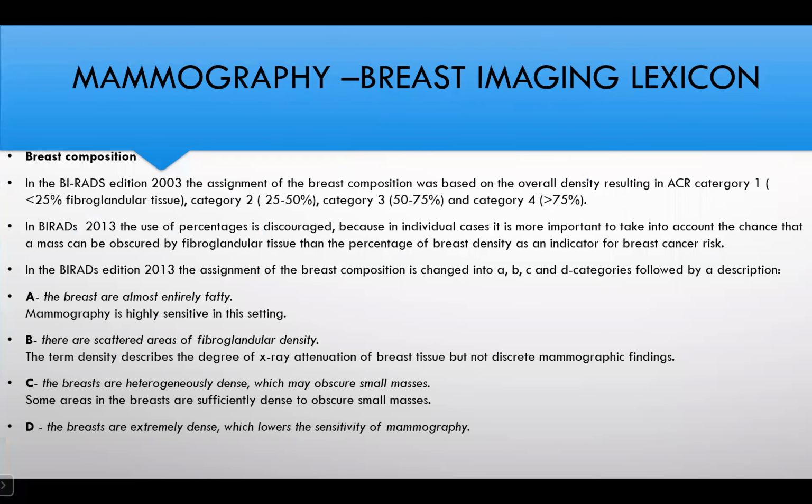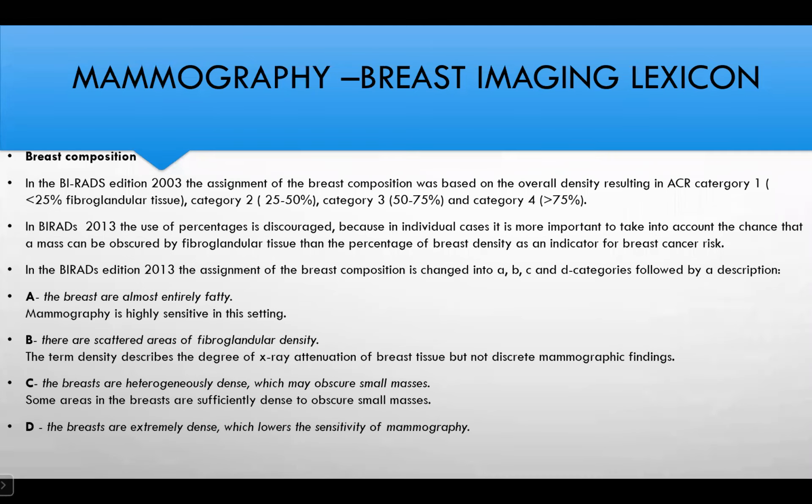First of all, we describe the breast composition. In RADS edition 2003, the assignment of breast composition was based on the overall density, resulting in category 1, less than 25% fibroglandular tissue; category 2, between 25 to 50%; category 3, 50 to 75%; and category 4, more than 75%. In RADS 2013, the use of percentage is discouraged because in individual cases, it is more important to take into account the chance that a mass can be obscured by fibroglandular tissue than the percentage of breast density as an indicator for breast cancer risk.